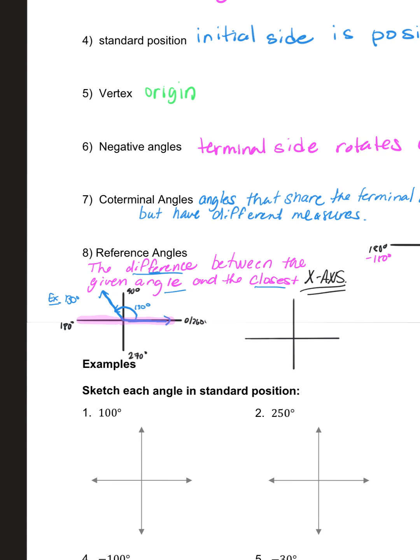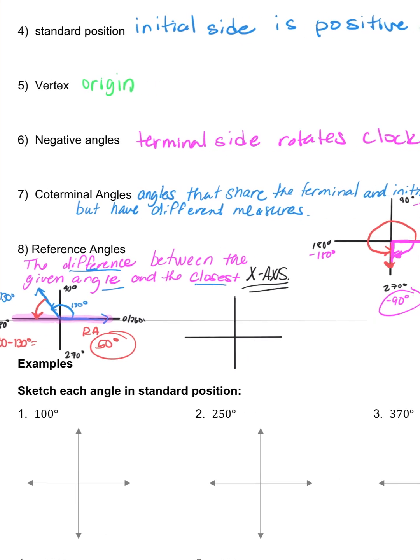So what you want to do is take it and go from here to here. That is what I want. I want to know the difference between this. So I'm going to take 180 minus 130 degrees, which is 50 degrees. So this is my reference angle, 50 degrees. Okay, let's try another one.